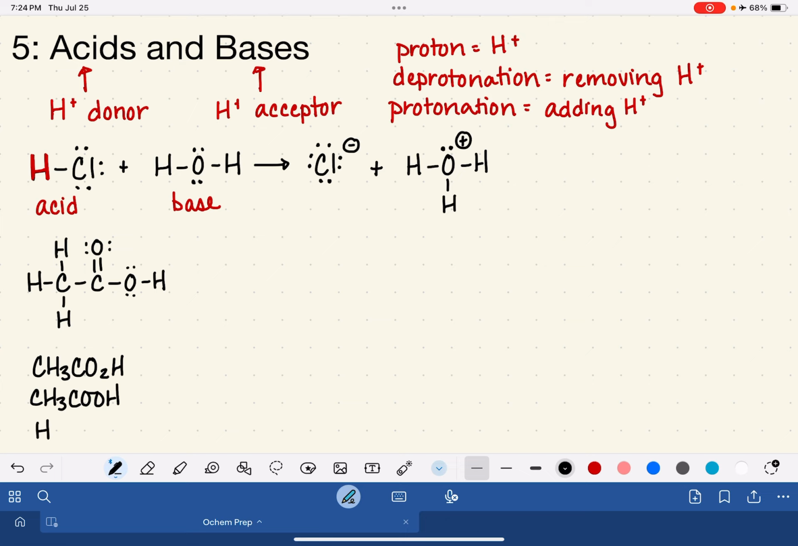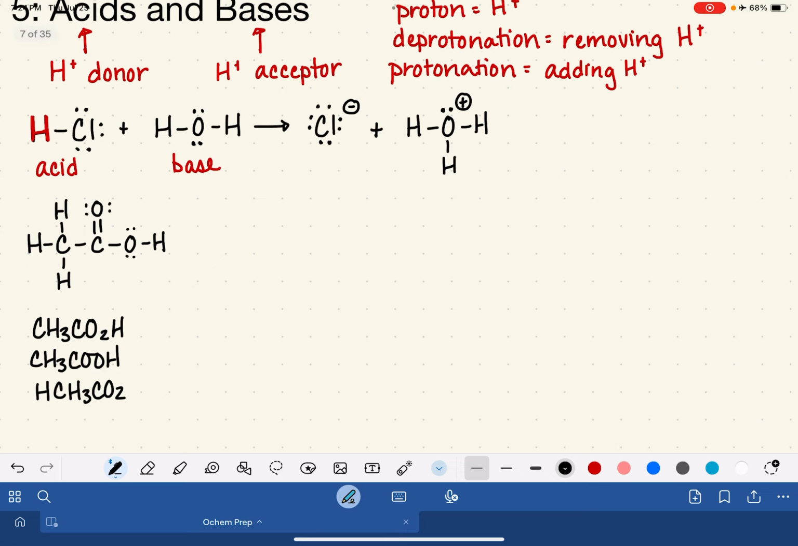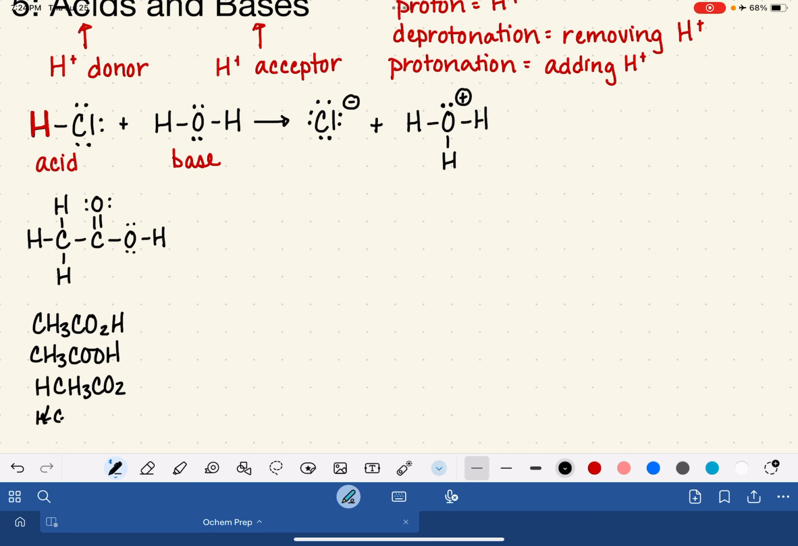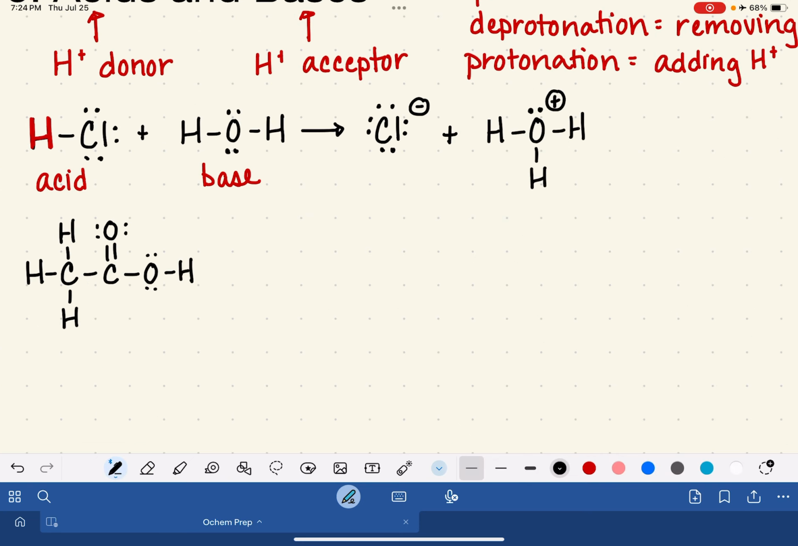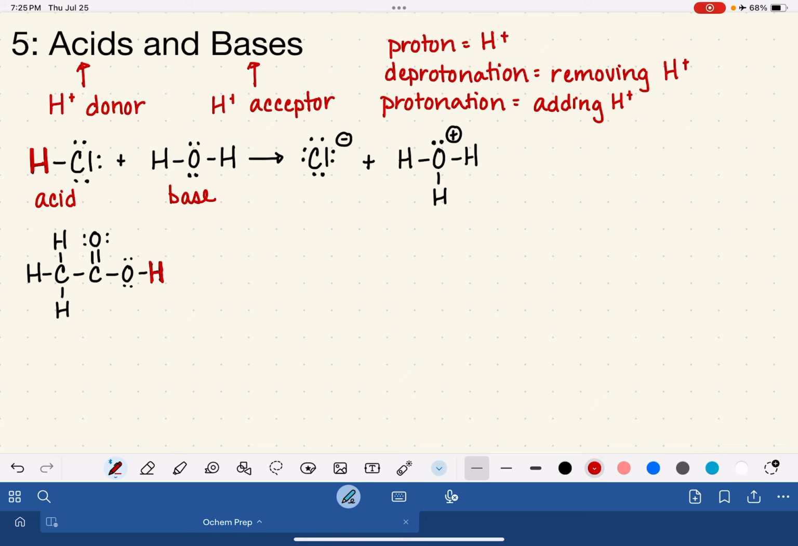or HCH3CO2 or HC2H3O2. There's a lot of different ways that we write this molecule. But acetic acid is definitely one that you were introduced to in Gen Chem. And in acetic acid, this is the acidic proton. Calling this the acidic proton means that this is the hydrogen that actually gets donated in the acid-base reaction.